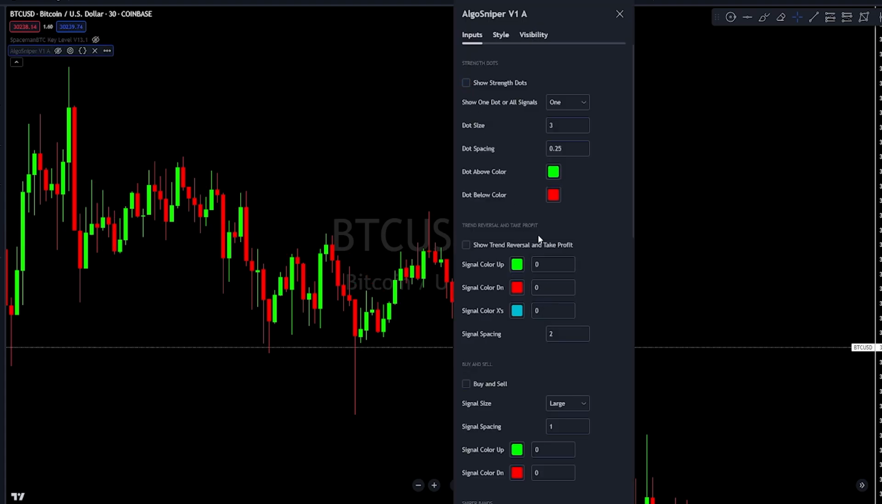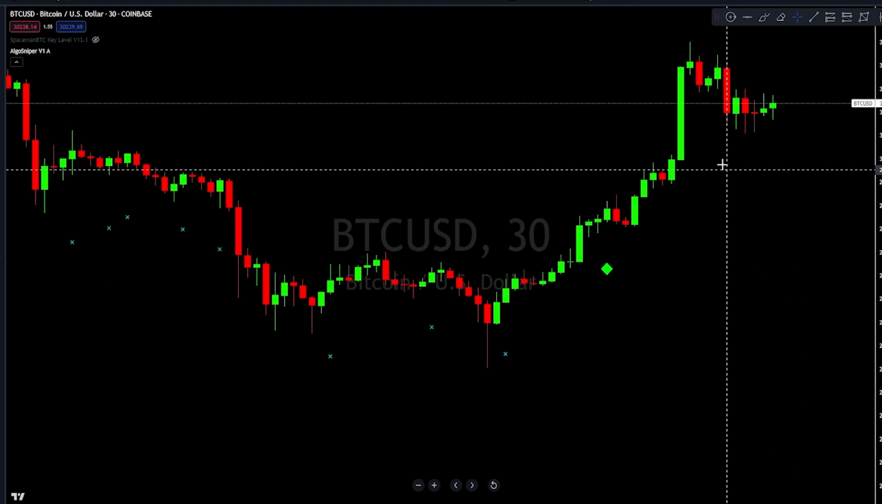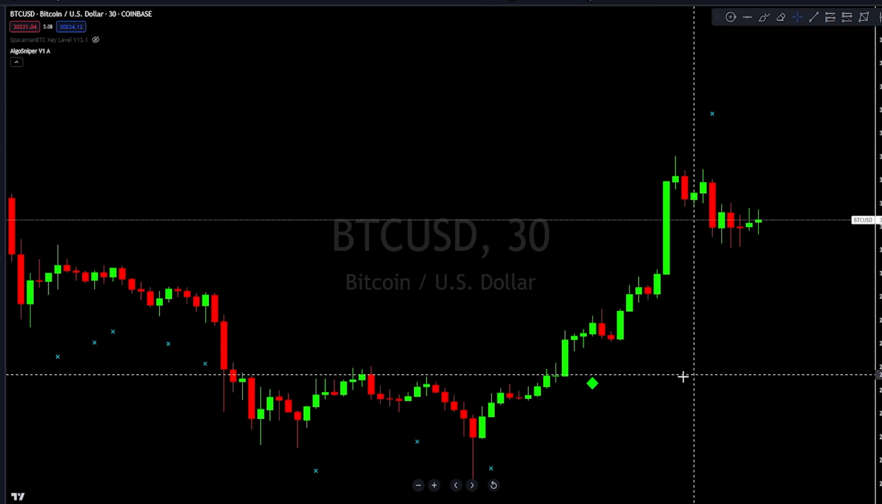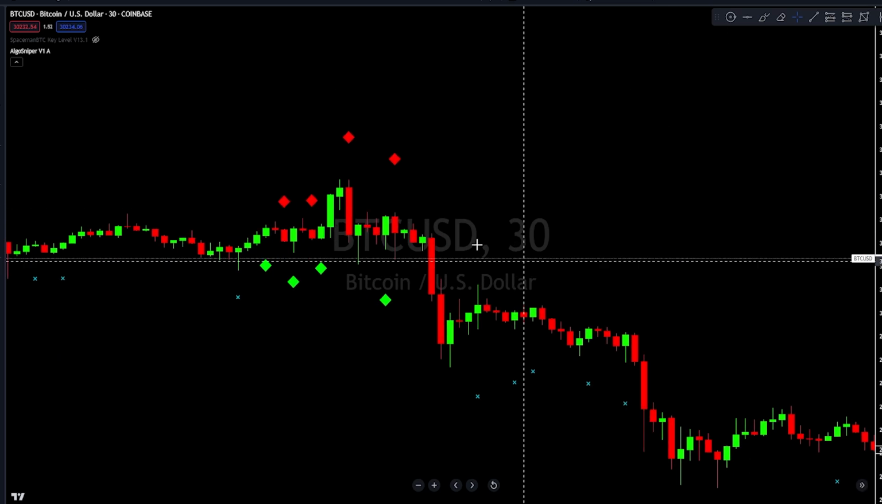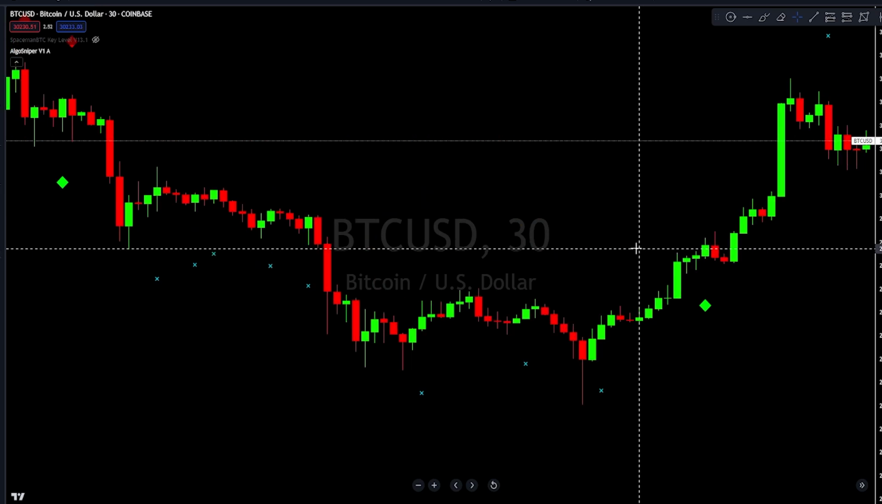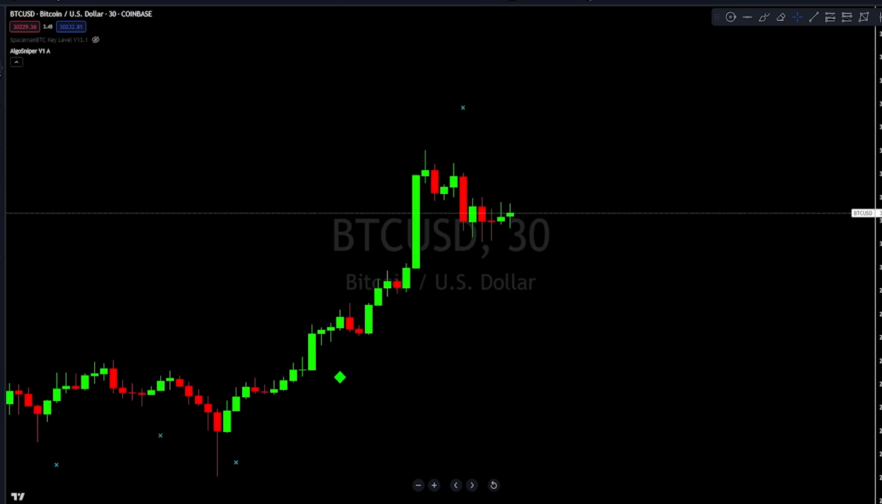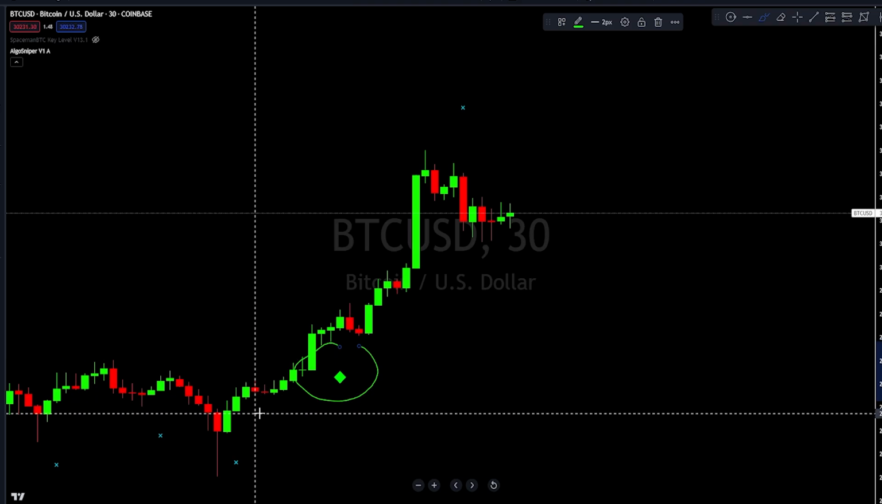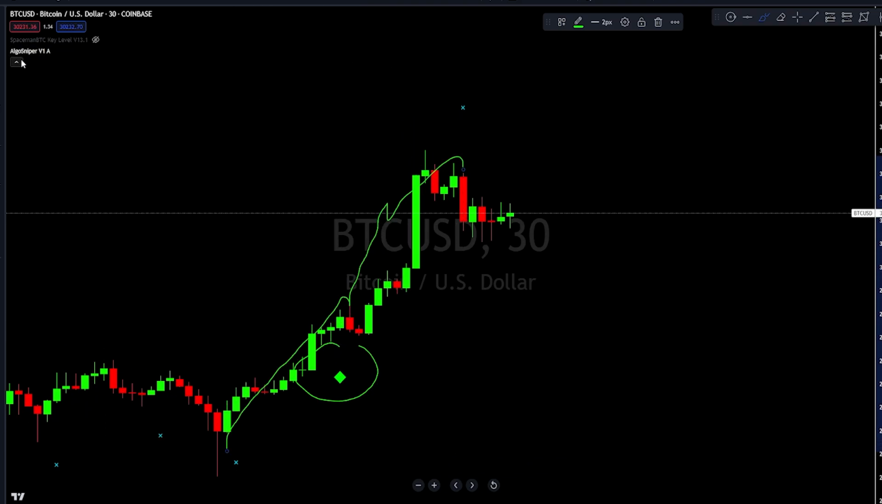We take off the dots. Now we're going to look at the trend reversal and take profit. So the two symbols on this indicator here, we're going to see the blue X. We're also going to be seeing the diamonds, red diamonds, green diamonds. When we see a green diamond, it's a pretty confirmed symbol that a bullish reversal has taken place.